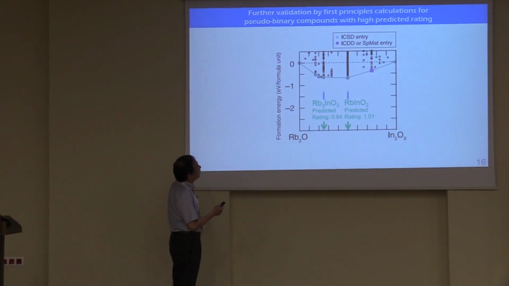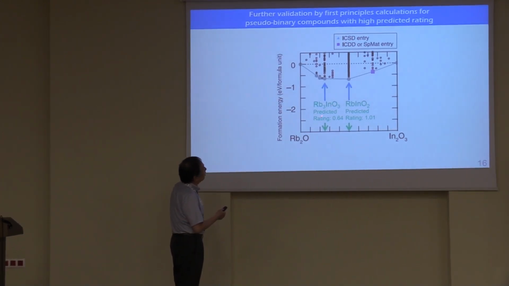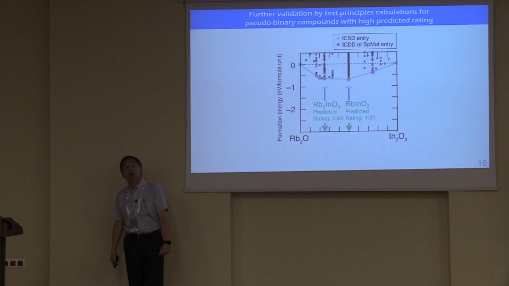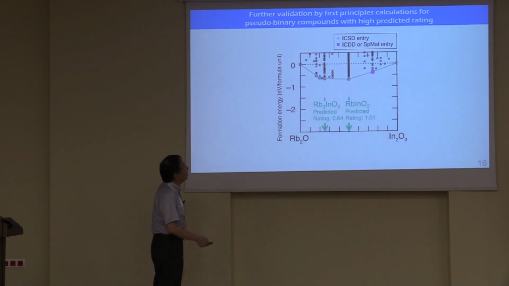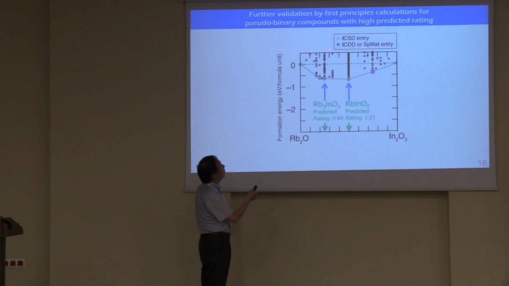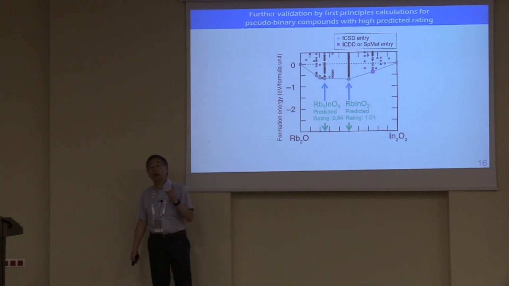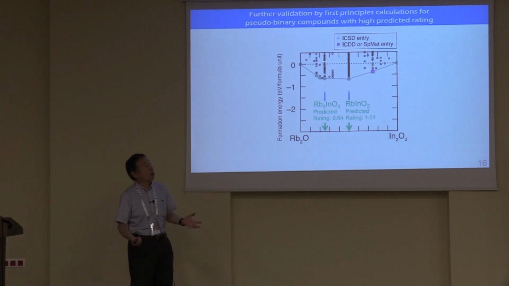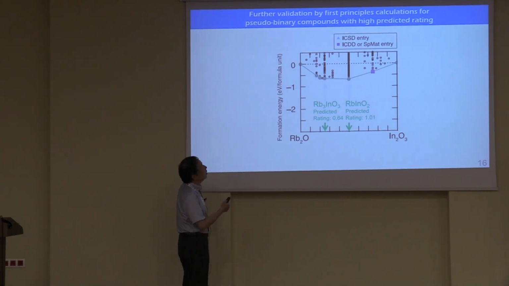This is rather a busy picture, but the conclusion is that both of these two materials were found to be located on the convex hull somewhere. So they are confirmed to be thermodynamically stable. Let me explain a little bit more about this picture. There are many, many dots here. All of them correspond to one first principles calculation, structure optimized, to get the formation energy. But the difference is the different structures.